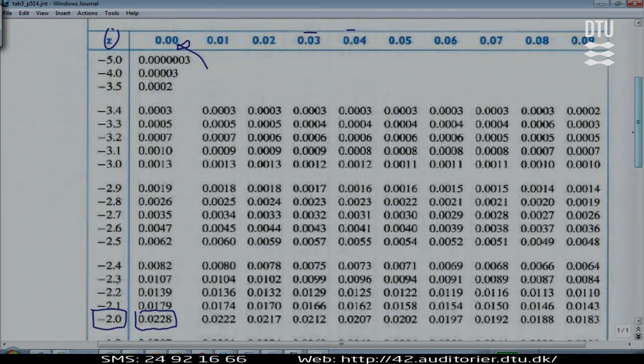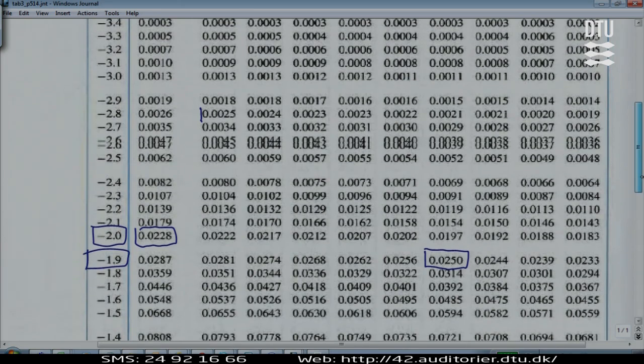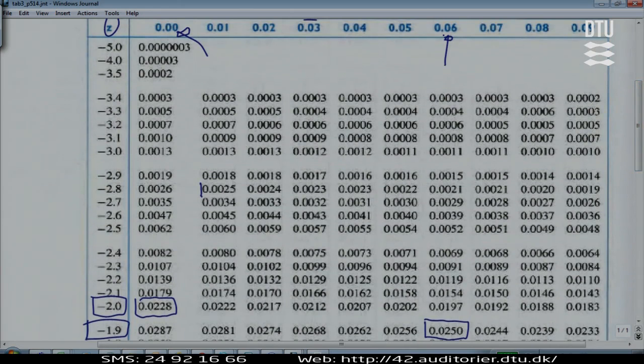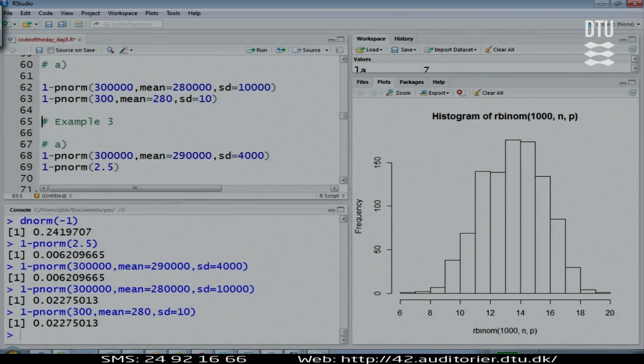Let me find it in the table first. I'm going to look for 2.5% here. Wrong place. Here it was. If I look in the table and find 2.5%, I read off that it's minus 1.96. If there's one number in this course you're going to remember, it's this number.